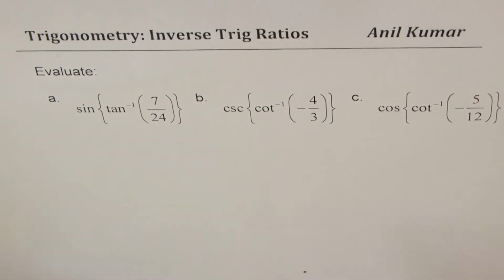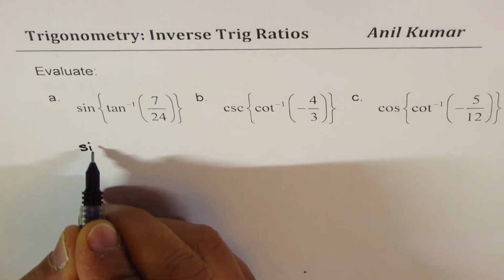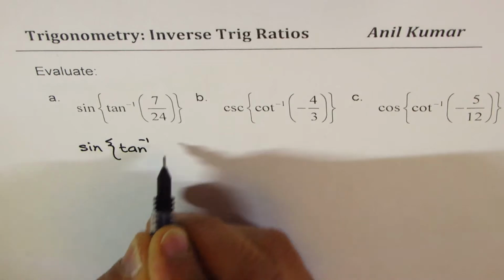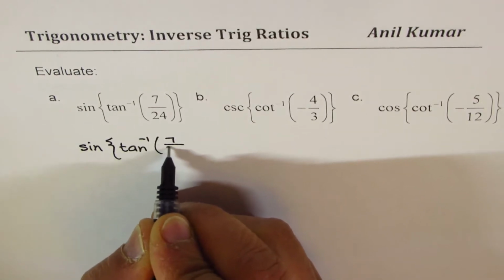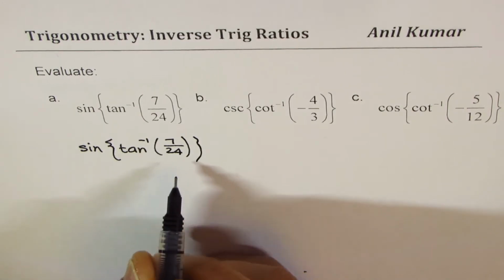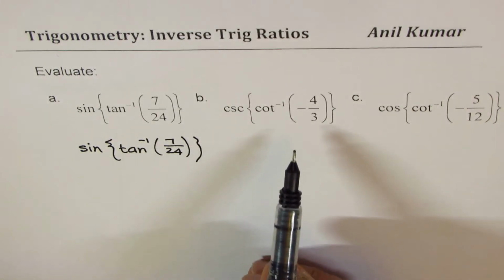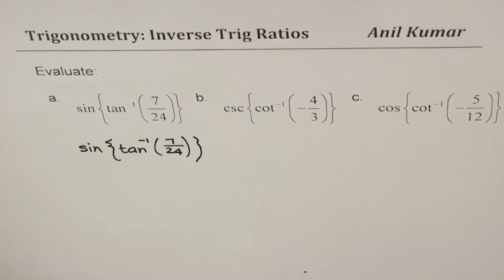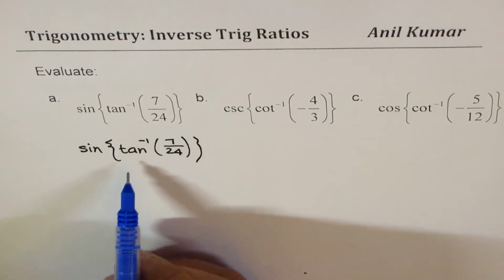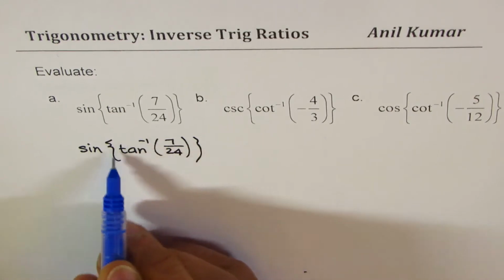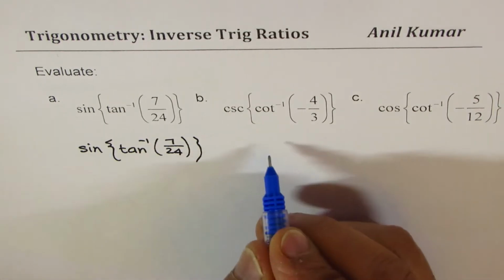I'll begin with the very first one, which is sine of tan inverse 7/24. We'll try to understand the steps. You can then follow the same steps to evaluate the other two trigonometric ratios, correct? Now, when you say sine of tan inverse 7/24, think like this.